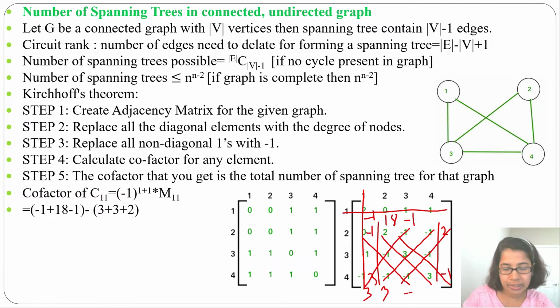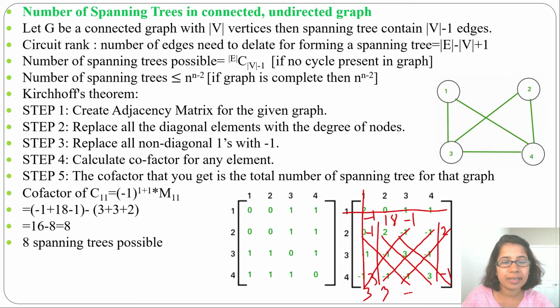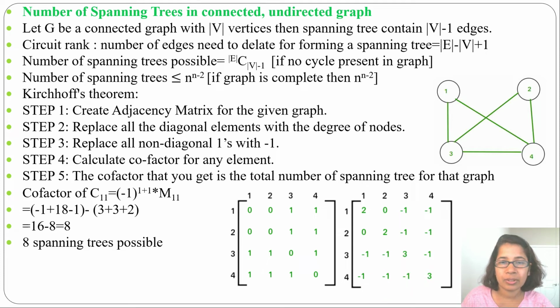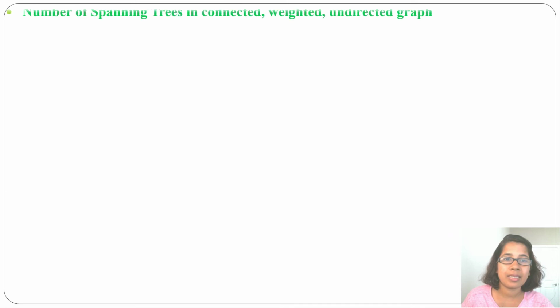18 minus 2 is 16, minus 8 will get 8. Number of spanning trees possible are 8. So this is all about non-weighted graph. If weights are assigned, then how will we find the number of minimum spanning trees?